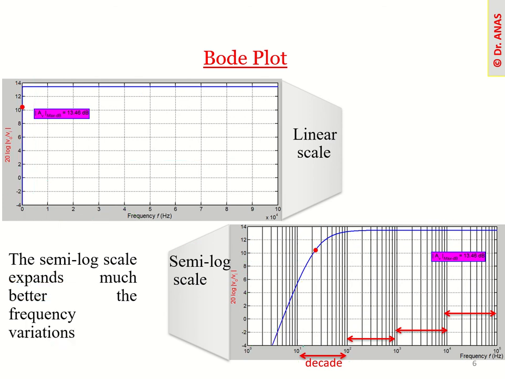Okay, so for example, this was 10 and this is 100. This is called a decade. One decade, and this is 1000, so this is also called one decade. So the change in frequency in the log, like 10 to the power 1 to 10 to the power 2, is one decade, 10 to the power 2 to 10 to the power 3 is another decade, 3 to 4 another decade, and like that.